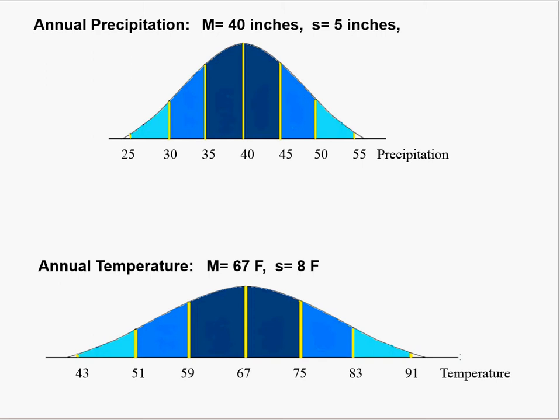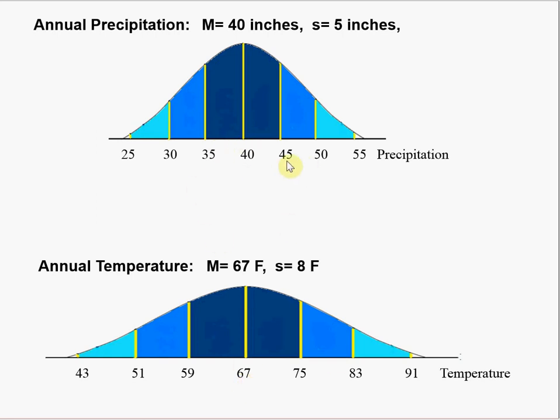What we can do here is to find what things are in common between these two charts. Let's see. 40 is the mean. 67 is the mean for the different chart.